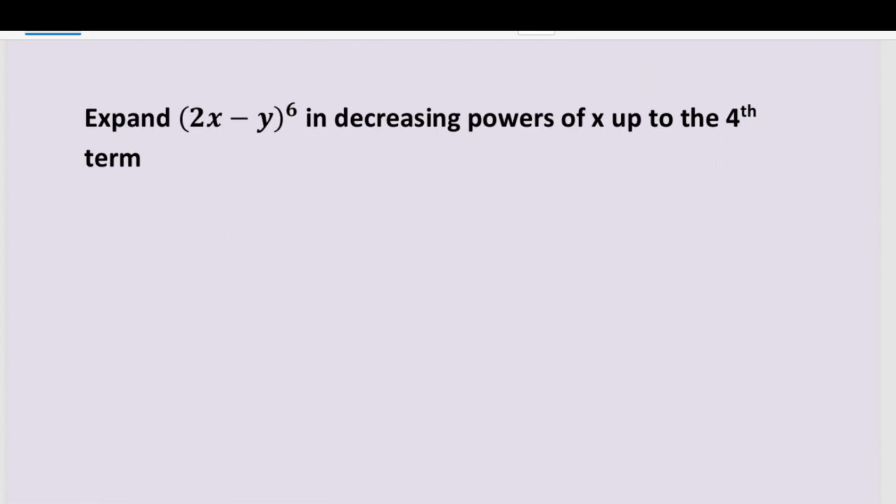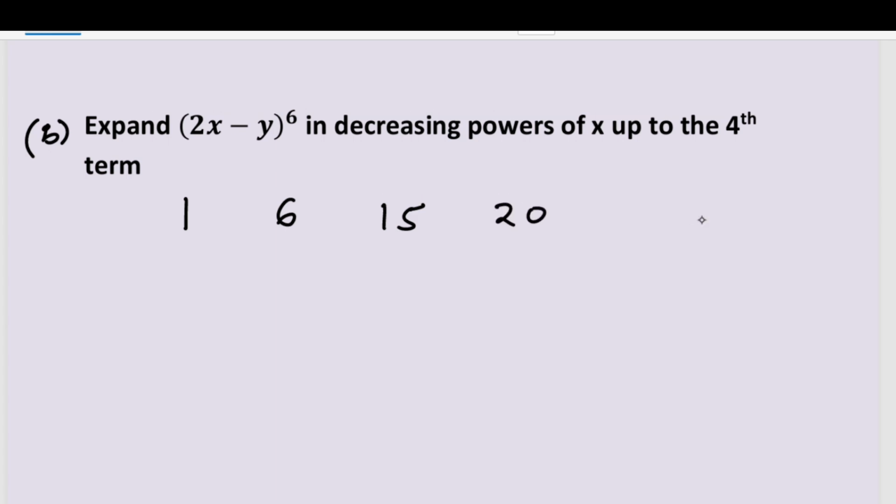Example 2. We are told to expand 2x minus y raised to power 6 in decreasing powers of x up to the fourth term. So we are going to give the first coefficients of raising a binomial to power 6. Those were 1, 6, 15, 20. We are told to expand in decreasing powers of x, meaning we're going to start with the highest power and then we start decreasing it.